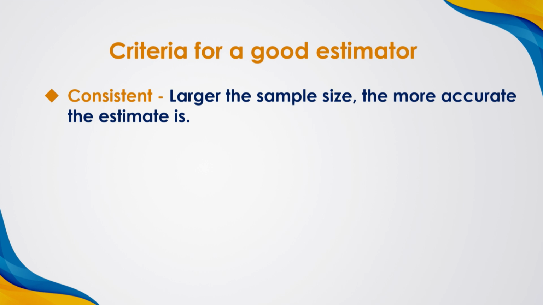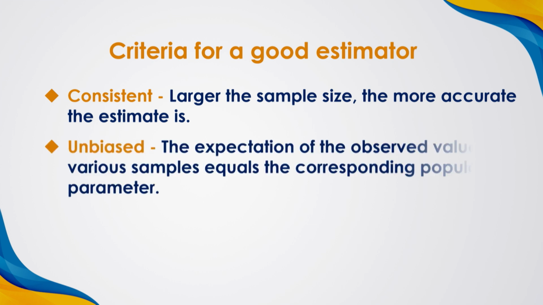Next, the criteria of a good estimator. There is a four-part criteria, in which consistency is one of the parts. So, the estimator has to be consistent. What it means is that the larger the sample size, the more accurate the estimate. This means the parameter will be guessed properly if the sample size is large.